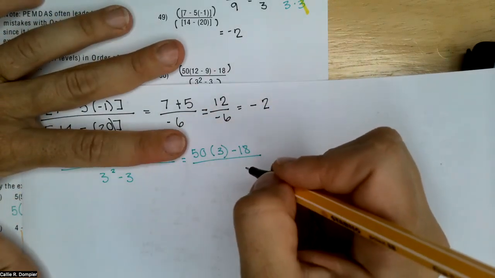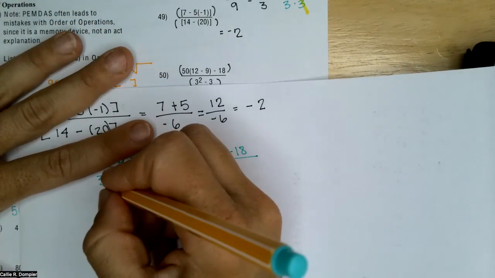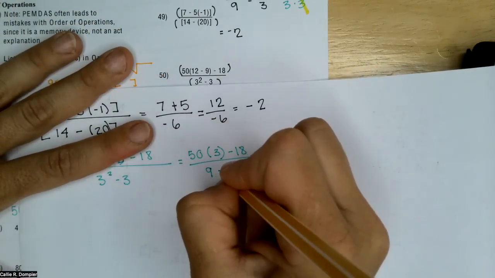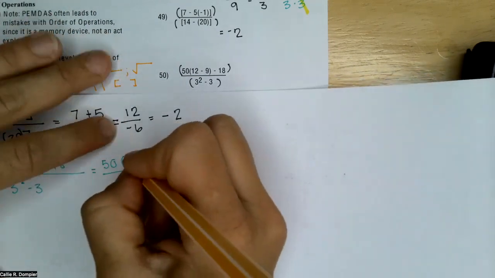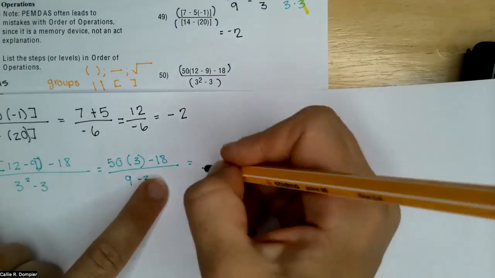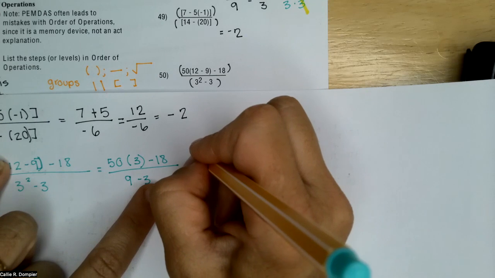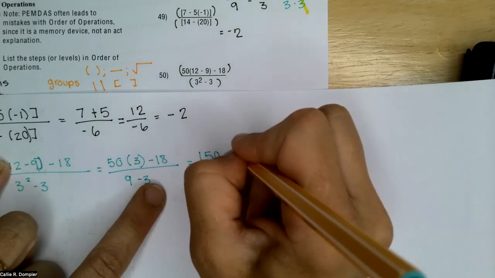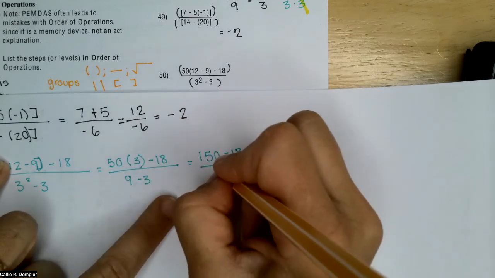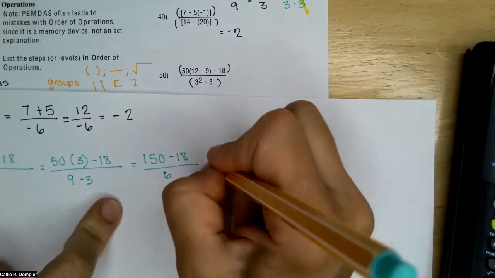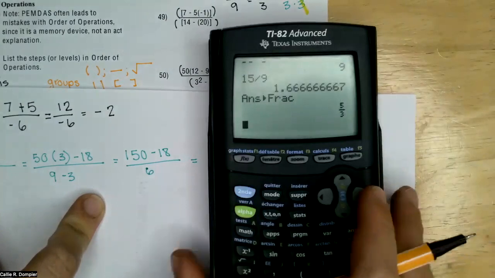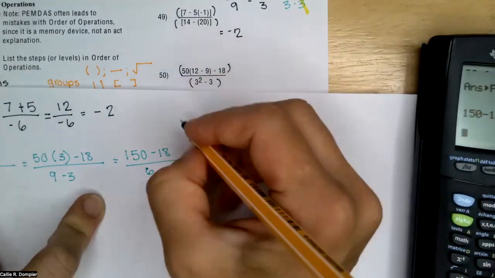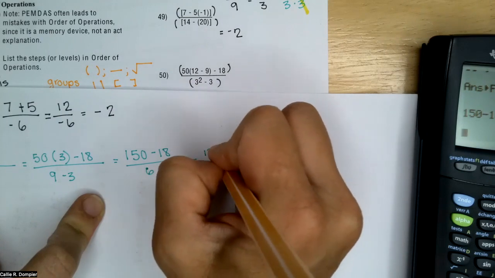So this is a totally different part, so you can start solving it. I'm going to do the exponent before the subtraction. So 3 squared is 9. Here we multiply before we subtract. So 50 times 3 is 150 minus 18. And then 9 minus 3 is 6. 150 minus 18, I don't know. Not confident that I know. 132 divided by 6.